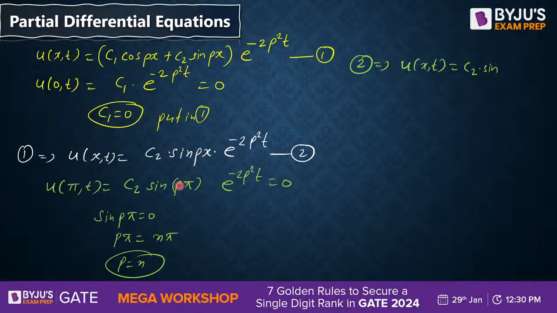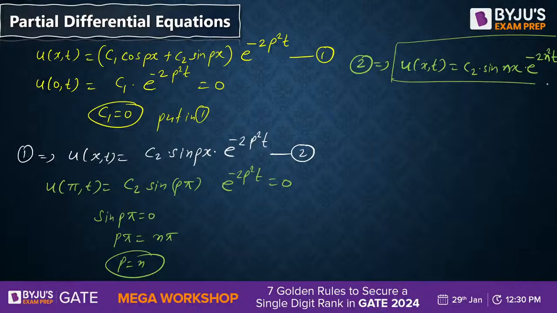Since p is n, so sin nx, then e to the power minus 2 p is n, n square t. Comfortable? Did you understand up to here? This is my equation number 3. I will just come back on the screen.